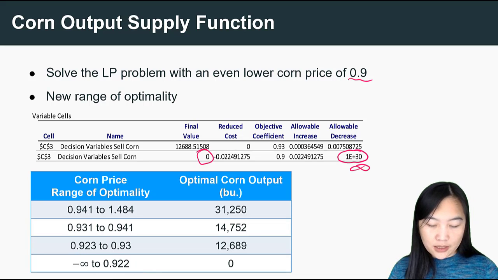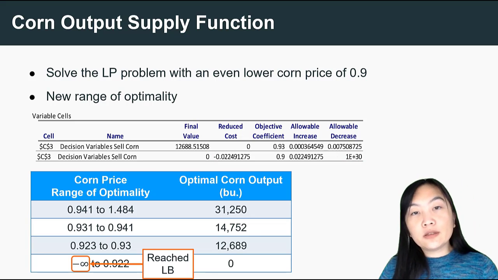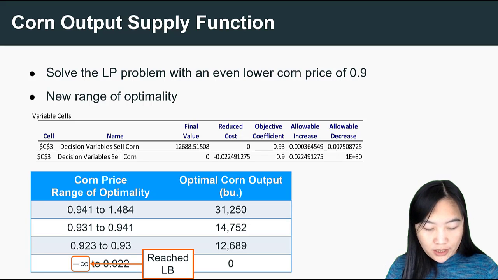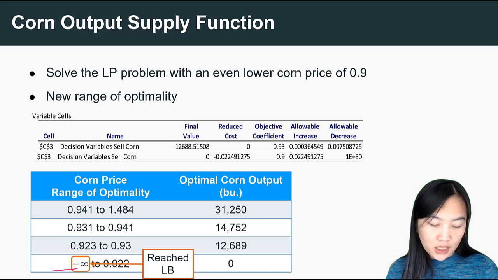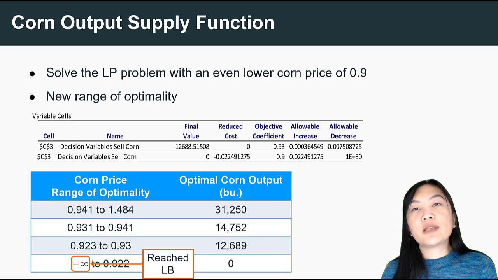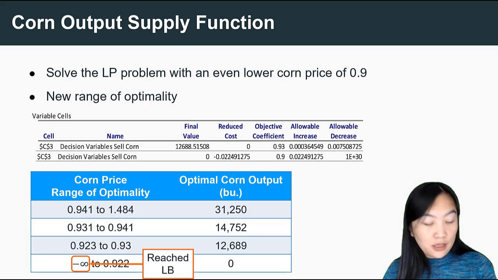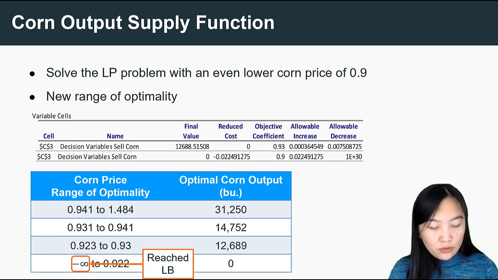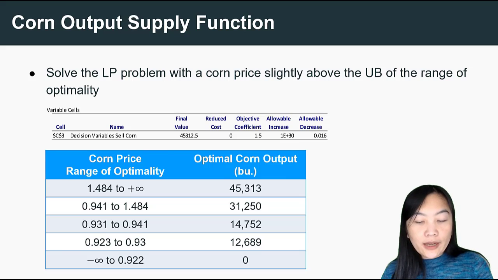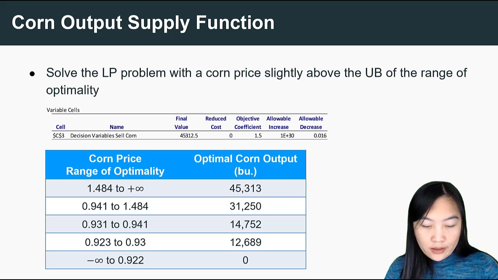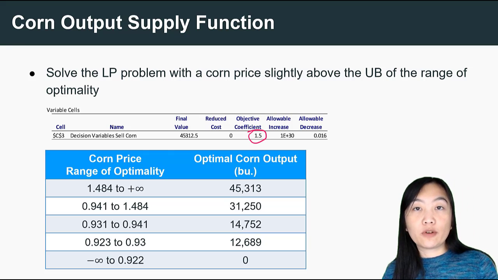And we find that within this range, the quantity to sell is actually 0. And because the lower bound for this new range is negative infinity, we cannot reduce the price any more than negative infinity. So we stopped going for a lower price, and now we change our direction and go for a higher price. So now let's try a new price. I tried 1.5. Remember, it was 1.3 before.